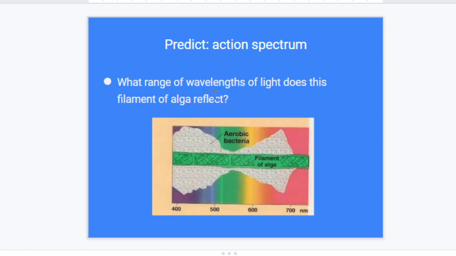So predict. Answer this for a minute. What range of wavelengths of light does the filament of algae reflect? So this right here, what color is it? That's what it would reflect. So I'll give you a minute. What color does it reflect? Sure hope you said green, because that is what it reflects, okay?